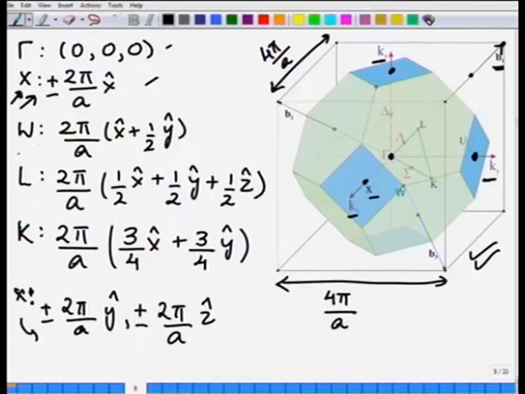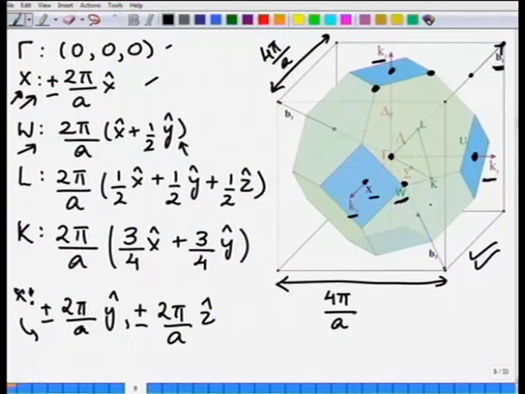Similarly, look at the w point, which is right here. So these w points are of equivalent symmetry everywhere. So this is also a w point, this is also a w point, and so on. So these are equivalent points. I have shown you the one which is marked here. This particular point is therefore 2 pi by a times x hat plus half y hat. Try it out yourself.